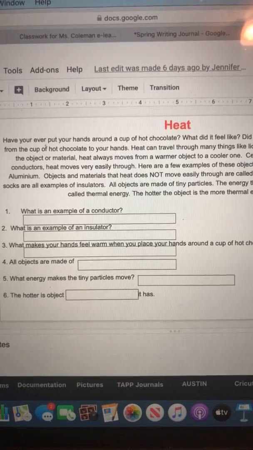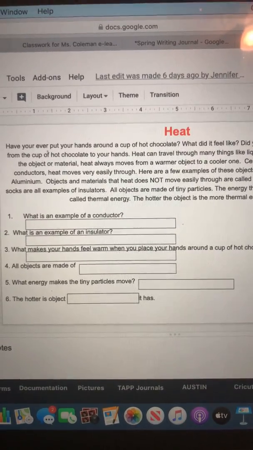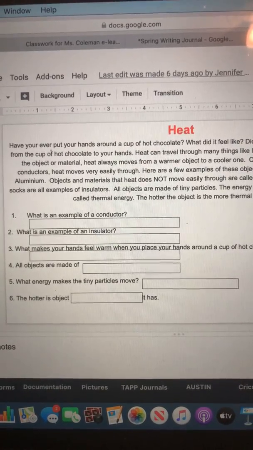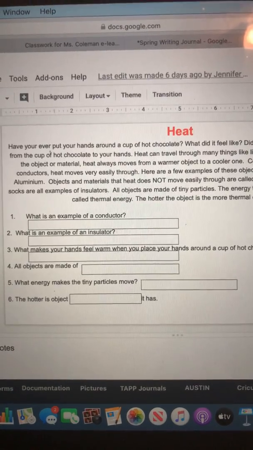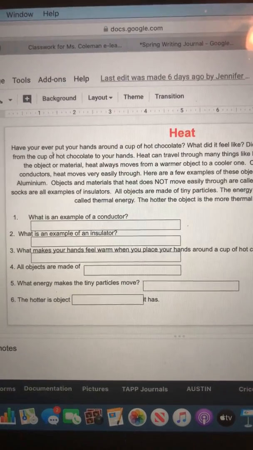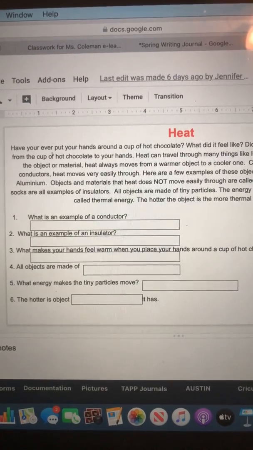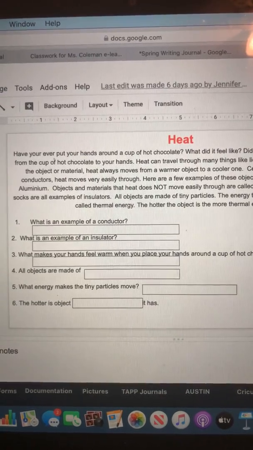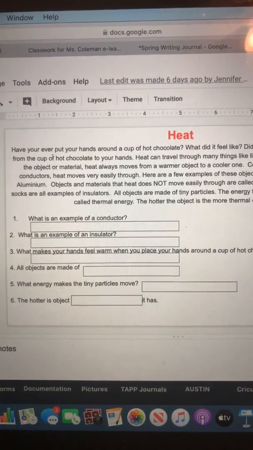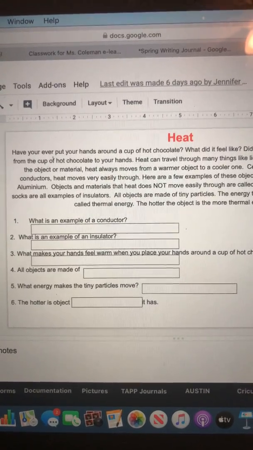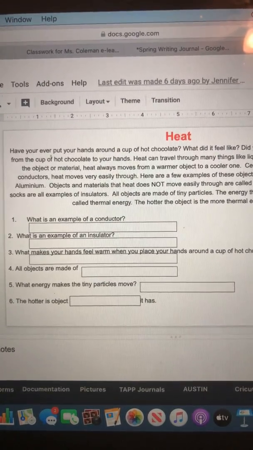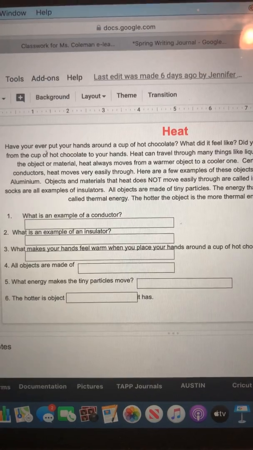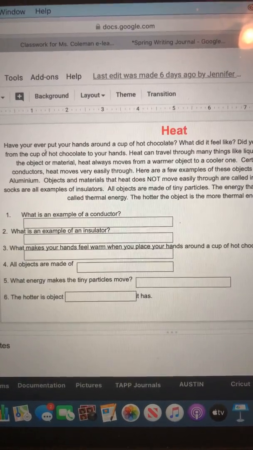Number 4, all objects are made of. Number 5, what energy makes the tiny particles move? And the last one, the hotter the object is, blank it has.